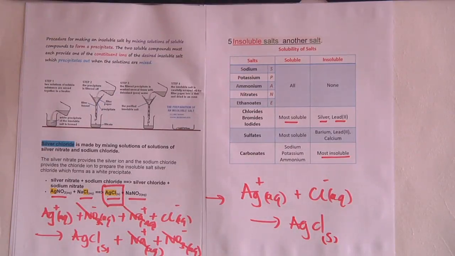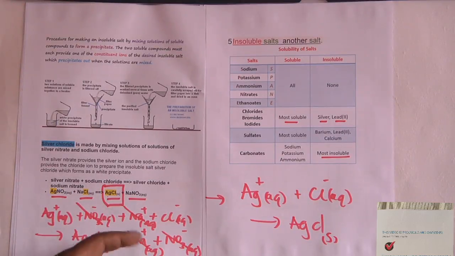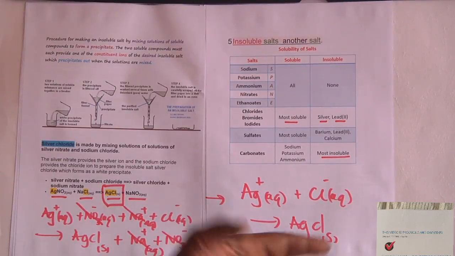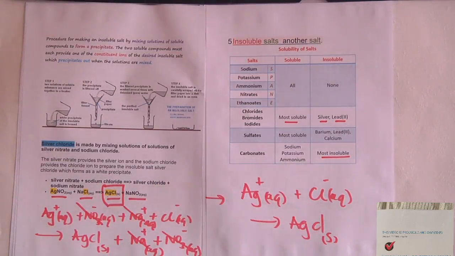So this is the way we prepare insoluble salts, by taking 2 salts, making sure the partners in each of the salts will join up and give us the precipitate, and then reacting the mixture and filtering off the soluble salt, and we have our insoluble salt.